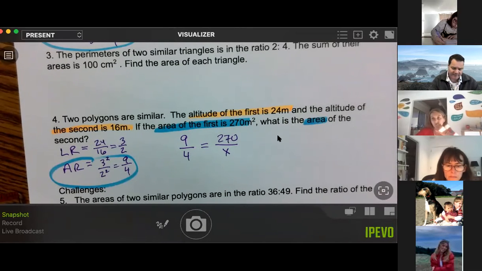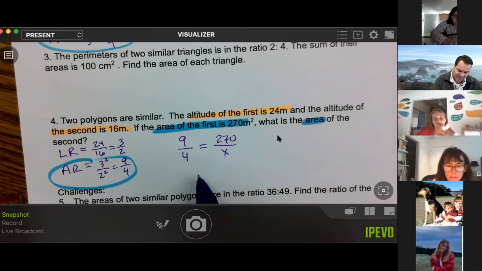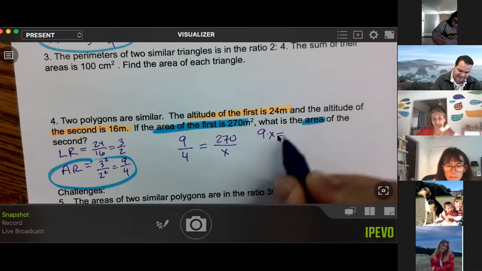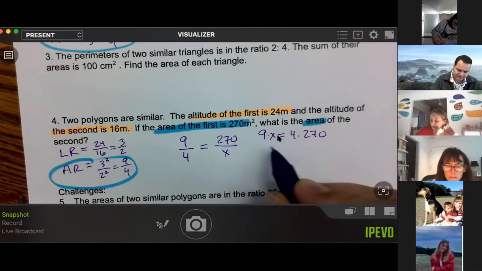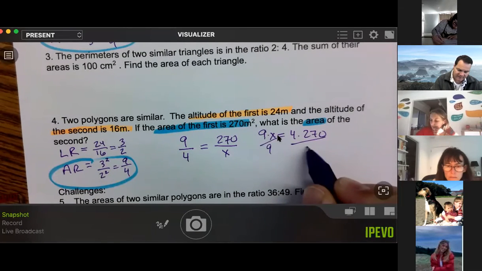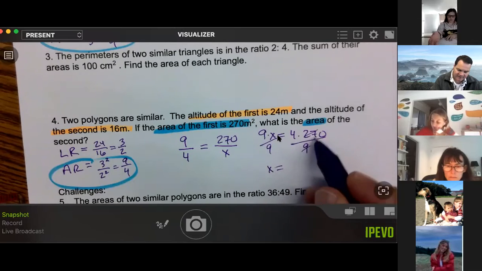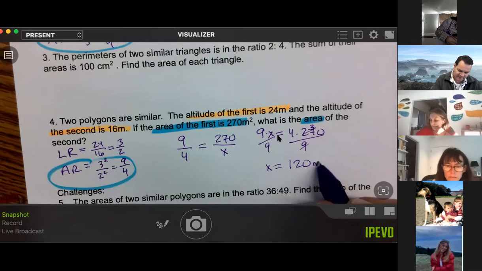And again, you may be able to just see how this changes. 9 times 30 makes 270. So 4 times 30 is 120, but let's do the process. Cross multiply. 9 times x equals 4 times 270. Divide by 9, divide by 9. X equals, that would actually simplify to 30. 4 times 30 is 120. And this is meters squared.